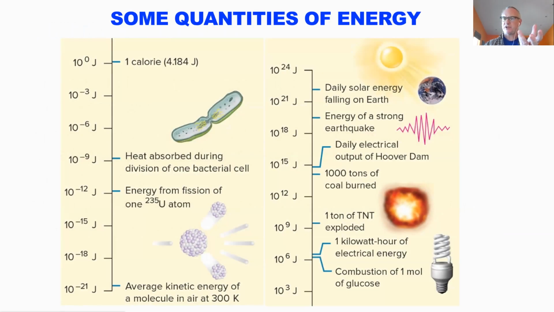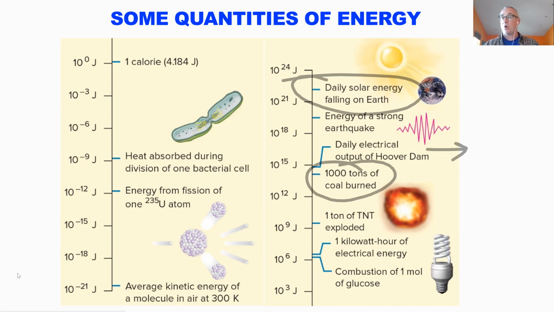Just to give you an idea of how much a calorie or a joule is. So this gives you an idea of the massive amount of energy we get every day from the sun, just an insane amount of energy. So if we were to even be able to get, let's say, 5% of that energy, we wouldn't have to burn anything ever again. So it's an incredible amount of energy. You see that in one day, the energy that Hoover Dam can produce is about 1,000 times more than burning 1,000 tons of coal. So that's a lot of energy.